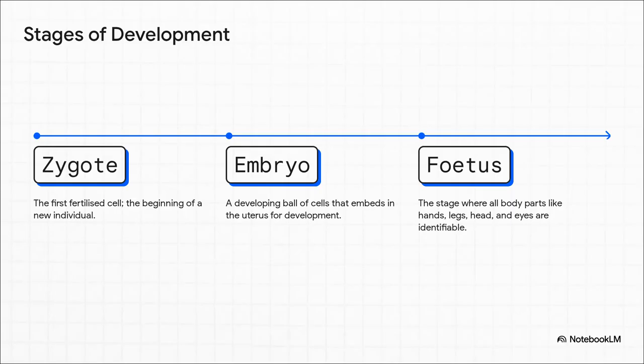And this journey happens in distinct stages. First, you have the zygote, that single fertilized cell. As it keeps dividing, it becomes what we call an embryo. This is where all the basic foundations for organs get laid down. And then, finally, it develops into a fetus. And at this point, you can actually see identifiable parts like hands, legs, a head. It's unmistakably the shape of a tiny human.